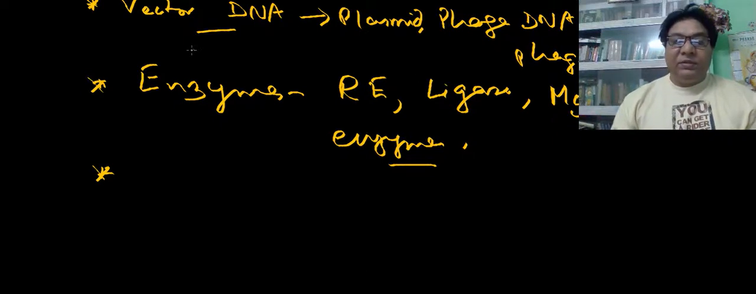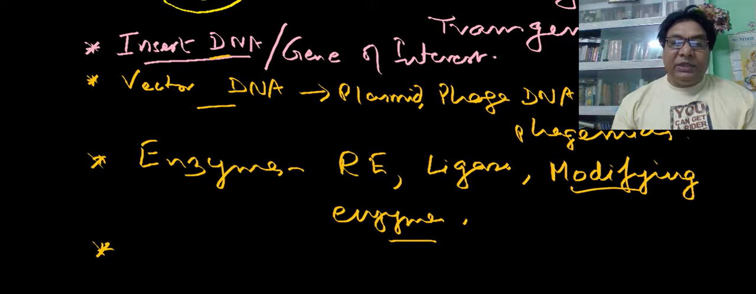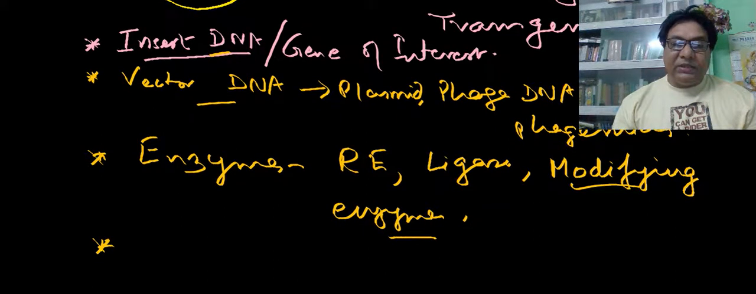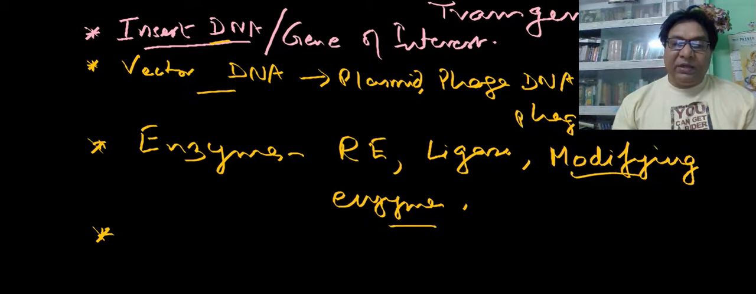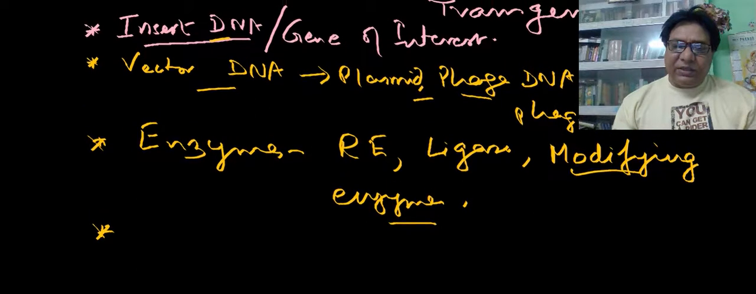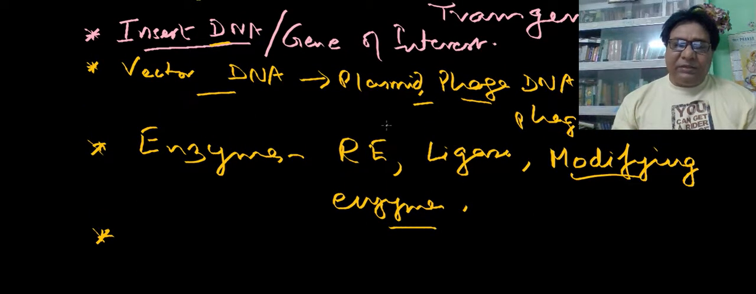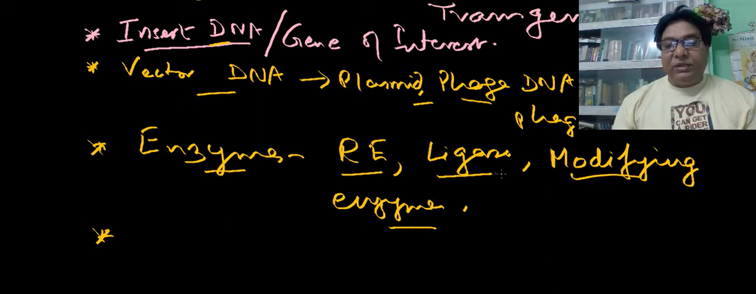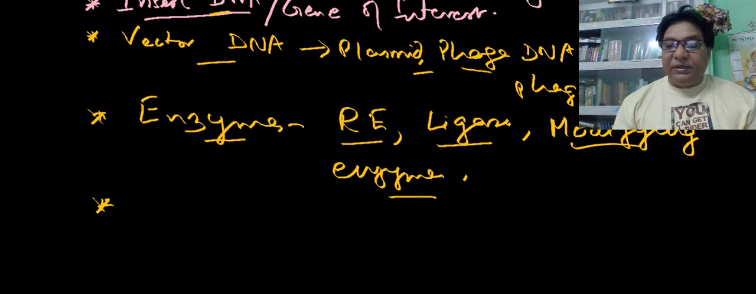So we were enumerating the steps involved in genetic engineering. First of all, we saw that you require insert DNA or gene of interest to be isolated. Then vector DNA is required to be selected. It may be a plasmid DNA or phage DNA, and many other different types of vectors are there. Any one of them might be required depending on the purpose. Enzymes of different types are required. Most important among them are restriction endonuclease, ligases, and different types of modifying enzymes.